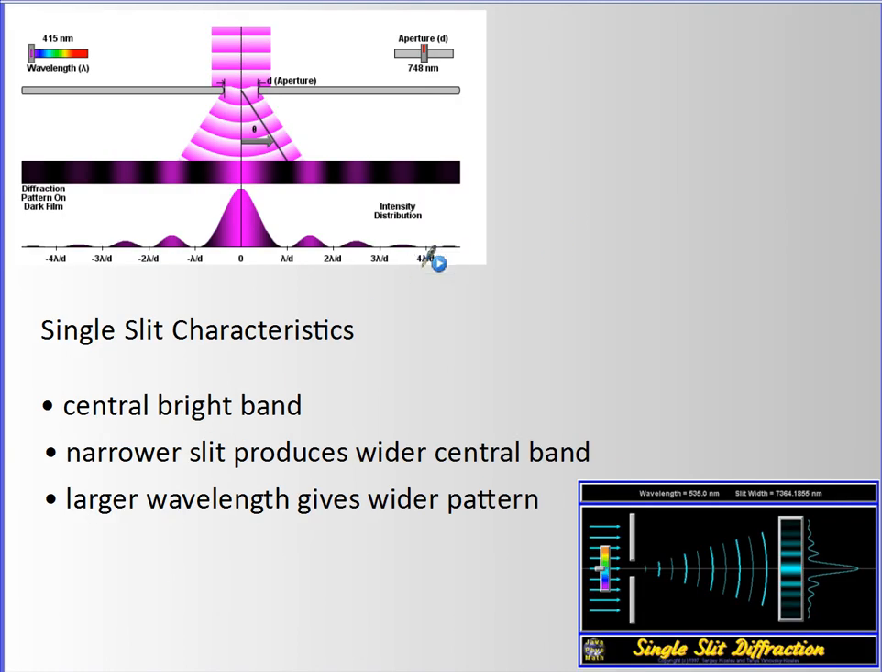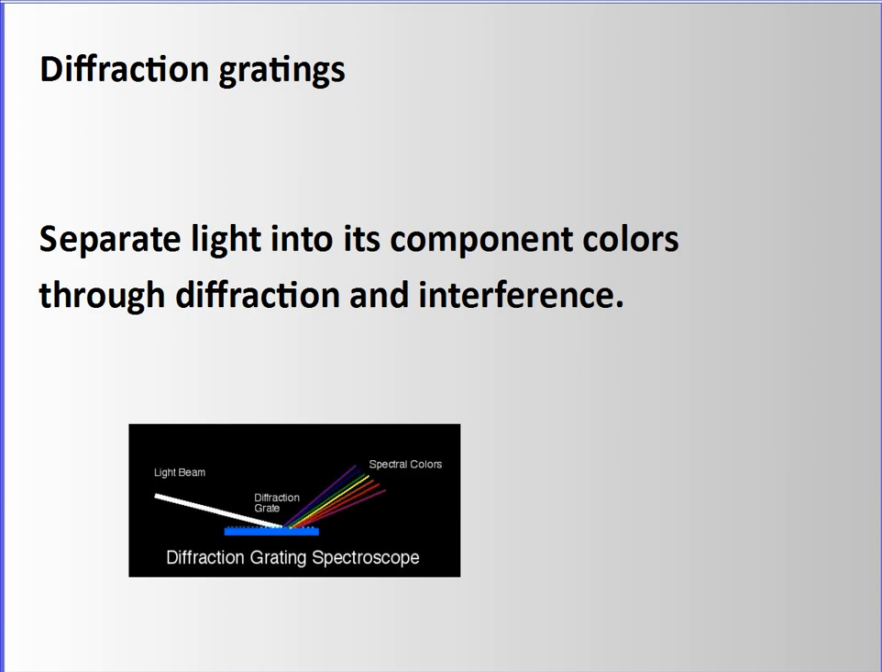Now, single slit characteristics, they also have a bright central band. And basically, this is what happens if you don't have two, but you only have one. A narrower slit produces a wider central band, while a larger wavelength gives a wider pattern. We will analyze these a bit more in class with the single slit diffraction Java simulation that we have here.